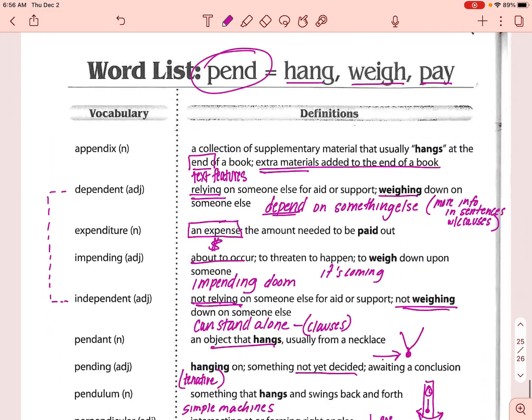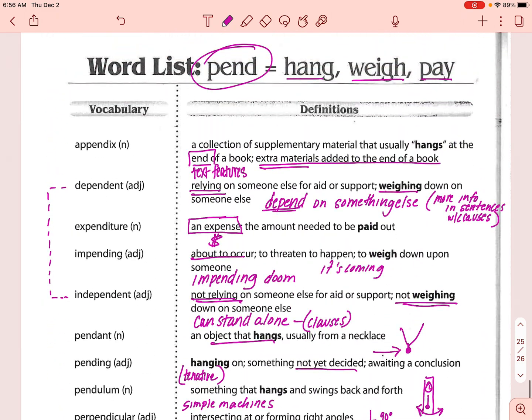All right, guys, that's your words for the week. Make sure you look these over. I think this should be a pretty easy list for you. So I'm looking forward to putting lots of stickers on lots of tests.